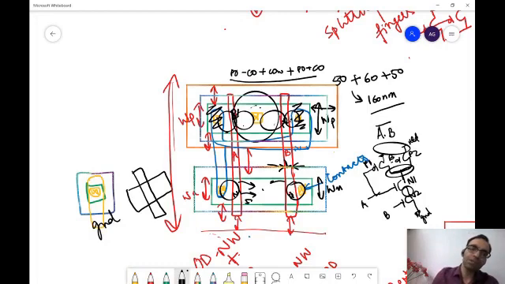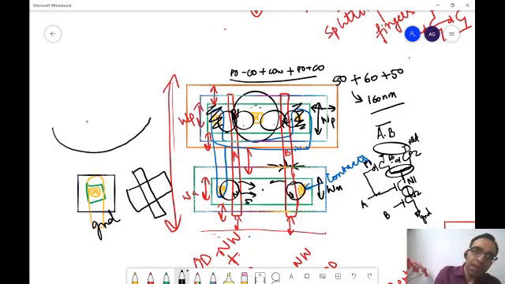So now what happens? Now what have you done? You've made this as N plus. What? Not N plus. You've made this as P plus. Yes, sir. And this is P plus. So what is happening? There is a P well, and in this, you have made a P plus region.